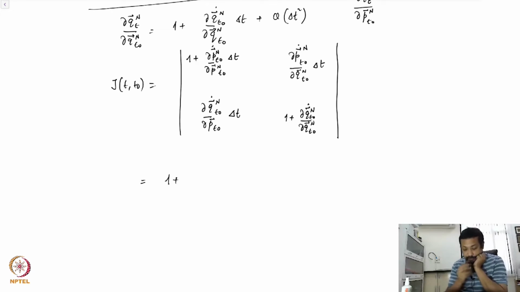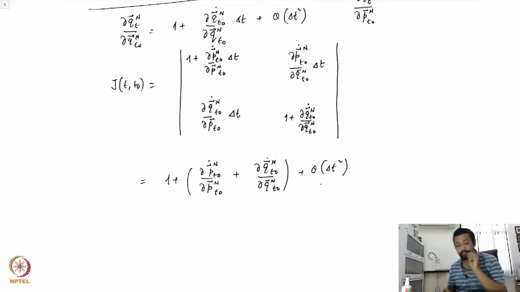So 1 plus del Qn dot, del Pn T0, del Pn T0 plus del Q dot N T0 del Qn T0. There are higher order terms which we will not consider. So if you just consider this times this, then this is going to give you this result, right?